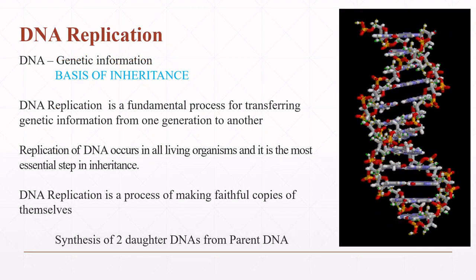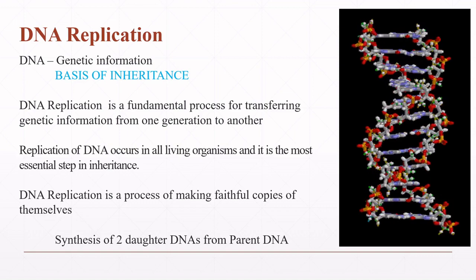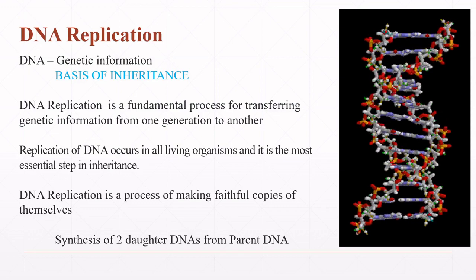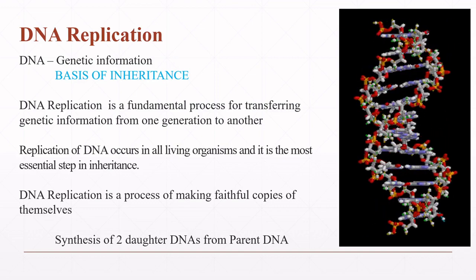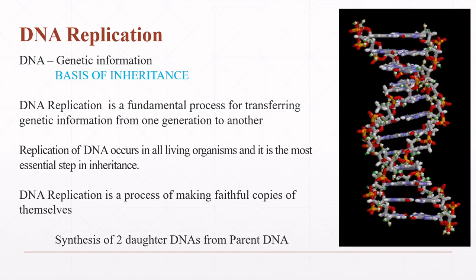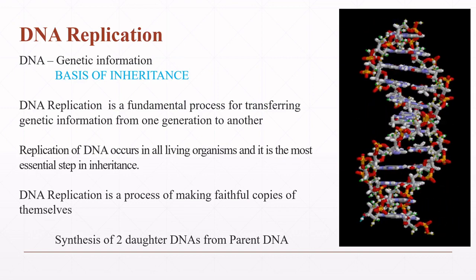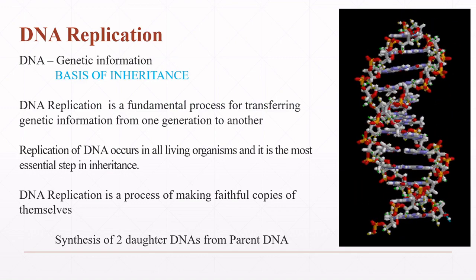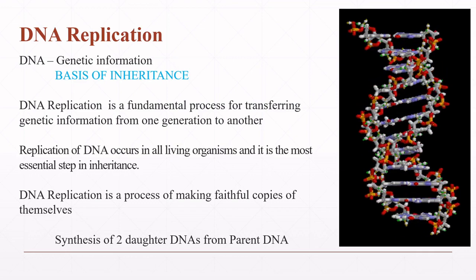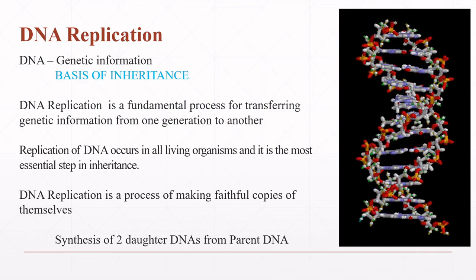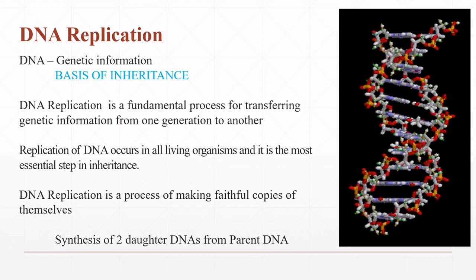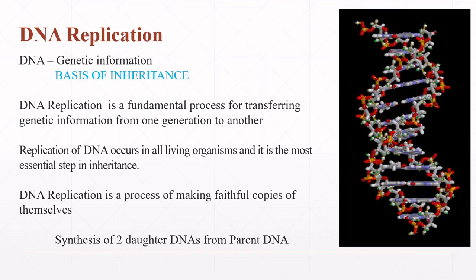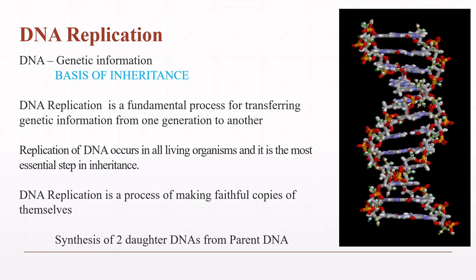As we all know, DNA is the basis of inheritance; it carries all the genetic information of an organism. DNA replication is a fundamental process for transferring genetic information from one generation to another. This DNA replication occurs in all living organisms, and it is the most essential step in inheritance. It is a process of making faithful copies of themselves, that is, the two daughter DNA molecules which are formed at the end of the DNA replication would be exactly identical to that of the parent. This is called faithful copying of the DNA.